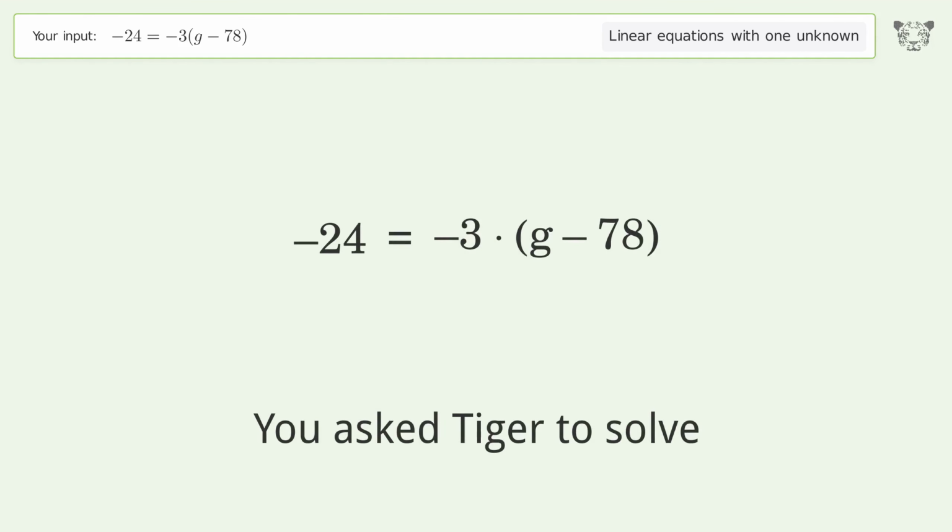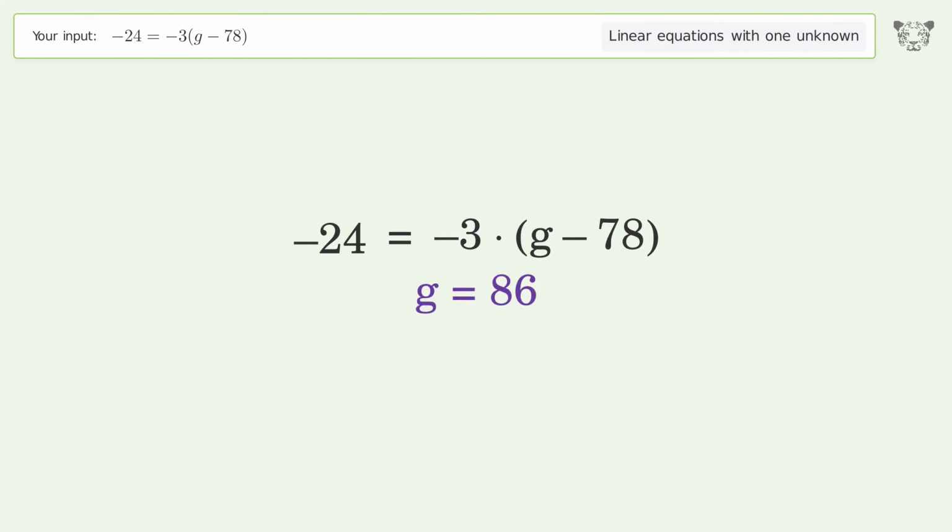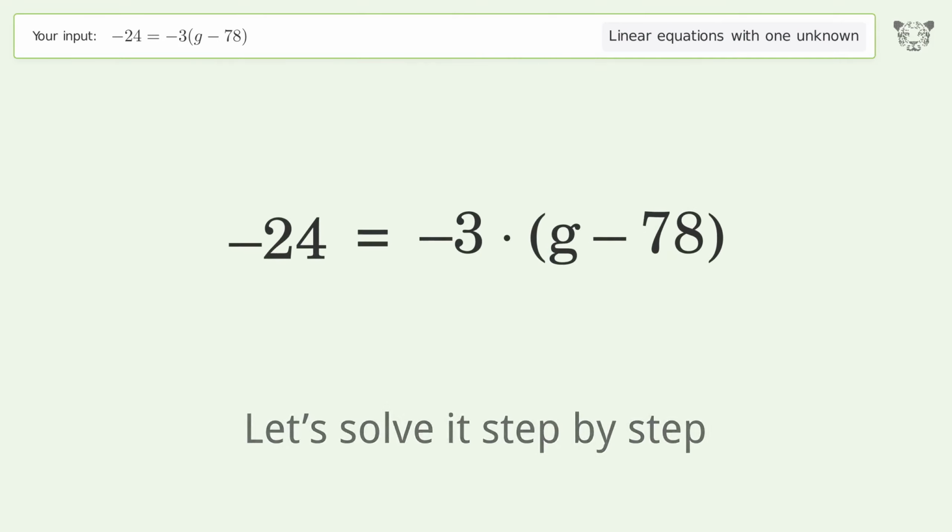You ask Tiger to solve this. This deals with linear equations with one unknown. The final result is g equals 86. Let's solve it step by step.